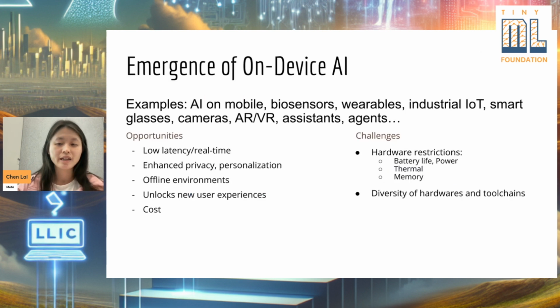So let's take a step back and see why people are interested in running ML models on Edge. There has been an emergence of running AI models on devices, including mobile, biosensors, IoT, etc., because of opportunities like low latency, privacy, etc. However, there are definitely challenges. Edge devices usually have lower battery life, less memory, and most of them also have thermal requirements. The diversity of the hardware is also much broader than in the server space.